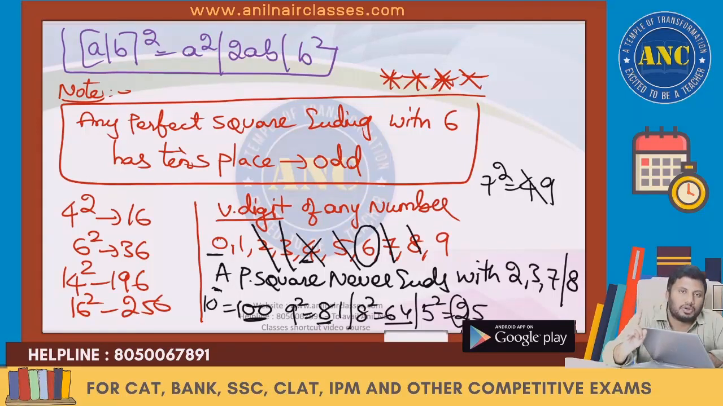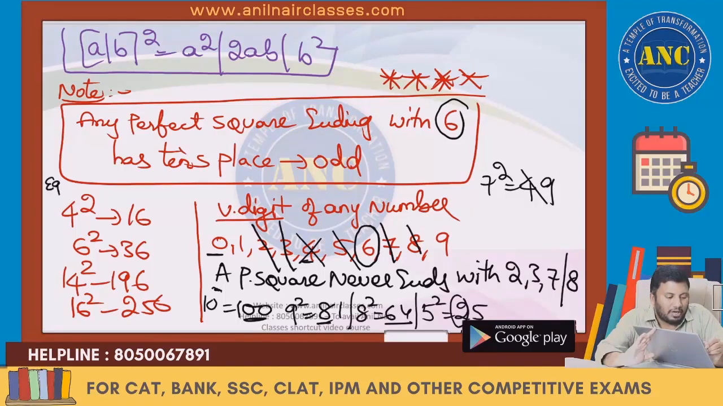Reverse is also true. Any perfect square, if it has a tens digit odd, the unit digit has to be 6. The only unit digit that is possible when the tens place is odd in a perfect square is the number 6. Please write down. Any perfect square ending with 6 has only tens place odd. This is an example, and another concept why it can only be 6, why it cannot be any other number. Any other number it is not possible.